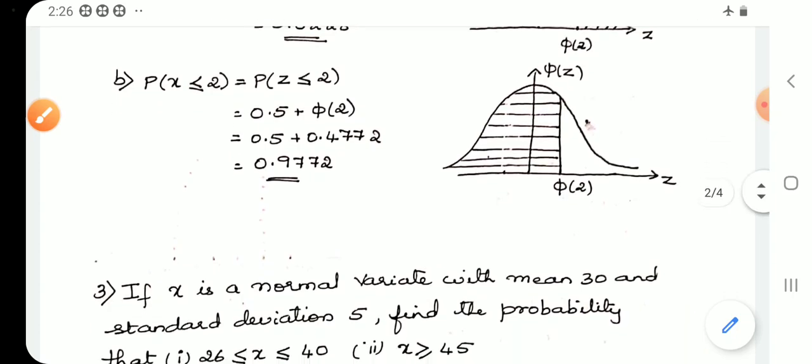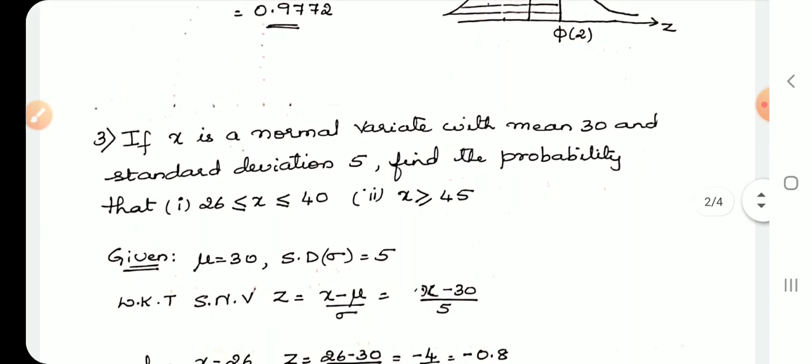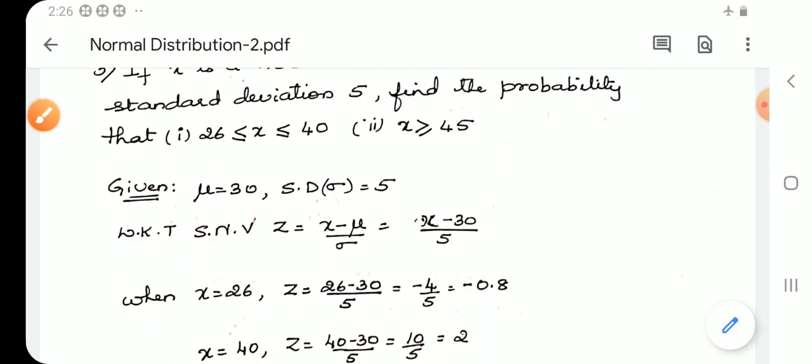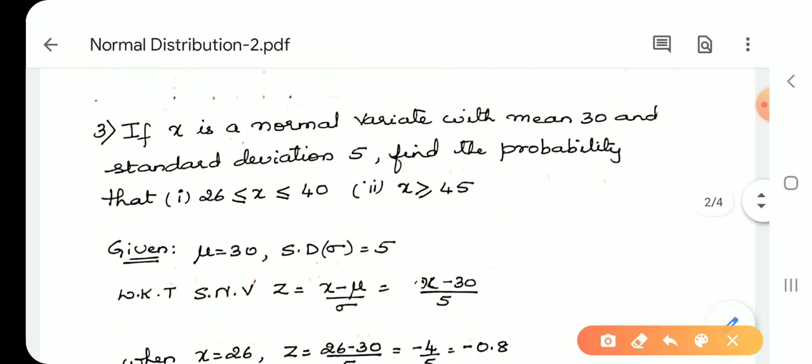So let us move on to the next problem, a similar kind of problem. If X is a normal variate with mean μ = 30 and standard deviation σ = 5, find the probability that 26 < X ≤ 40, and X ≥ 45.